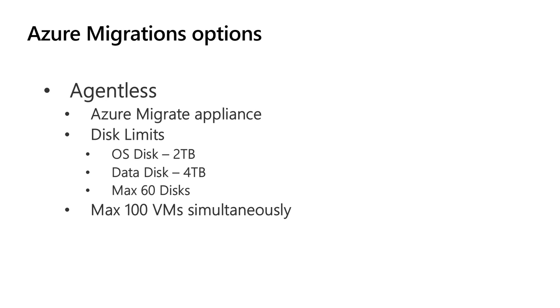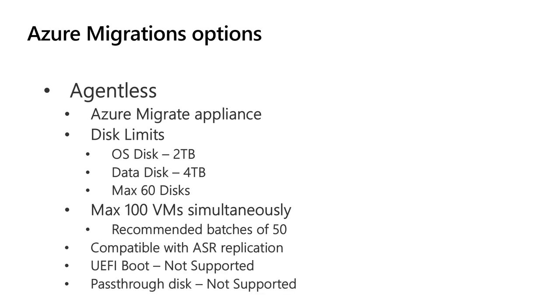On agentless, you can do up to 100 VMs simultaneously, okay? And although I recommend, from my experience, to do a batch of 50, okay? That is the numbers that Microsoft allows, but I recommend to do a batch of 50. That is where I found, just migrating a couple of thousands VMs, that it's my sweet spot, okay? It's what I recommend. Another thing is the compatible with ASR.